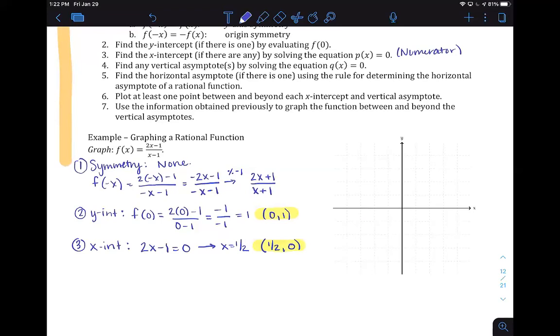Step 4, we want to find our vertical asymptotes. Vertical asymptotes is when we look at our denominator. So I'm going to say x minus 1 equals 0, which tells us that x equals what? Positive 1. And that's our vertical asymptote.